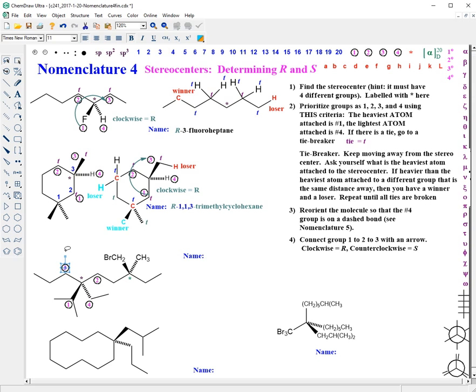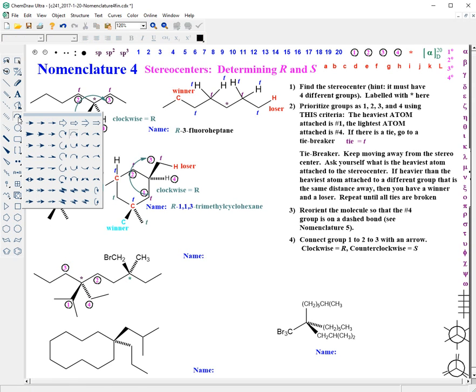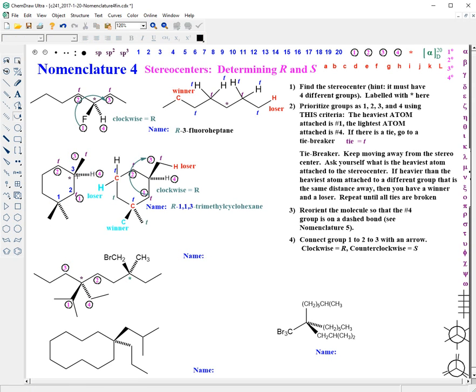That stereo center finally goes in the counterclockwise direction, connecting 1 to 2 to 3. That is a counterclockwise orientation. So that is what kind of stereo center? That is an S stereo center. Not R, but S. The stereo center on the right.